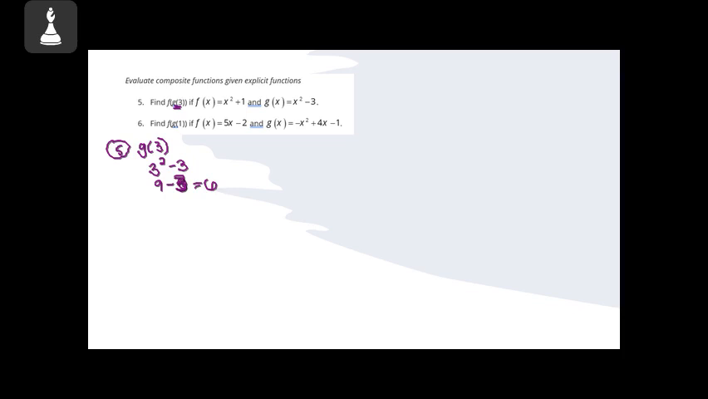So there's the first part. Now I need to do f of that answer. So f of 6 is what I'm looking for now. And we're going to use f's function, x squared plus 1. Instead of x, I'm going to plug in 6. So 6 squared plus 1. Well, 6 squared is 36. If I add 1 to that, I get 37 as the final answer.